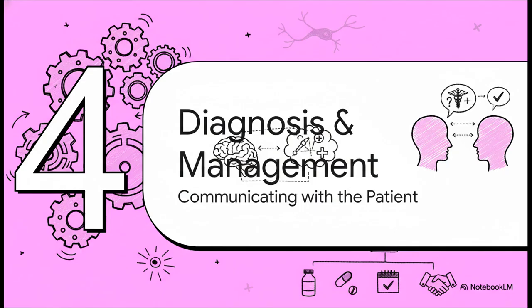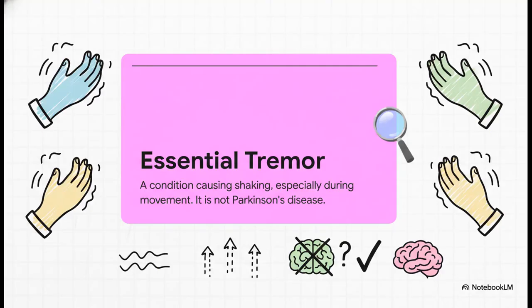So, you've gathered your information from the history and the exam. Now it's time to put it all together, give a provisional diagnosis, and talk through a management plan with the patient. Explain your diagnosis in simple terms, no jargon. The most important thing you can do here is to say clearly that this is not Parkinson's disease. This is what they're worried about, and you need to address that fear head on.